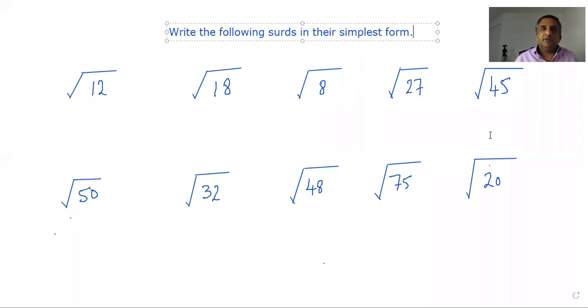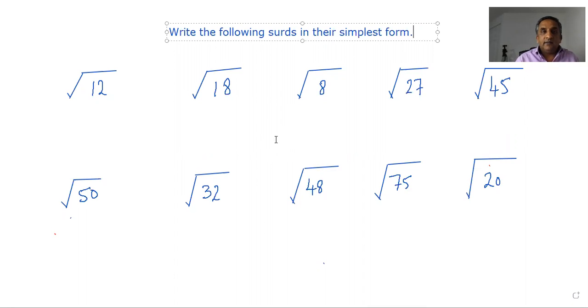Hi, in this video, I'm just going to show you how to work out the Surds questions. Surds questions are quite popular in GCSE level exams as well. So Surds, as the question says, write the following Surds in their simplest form.